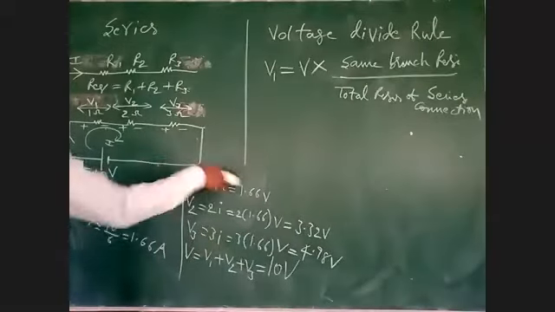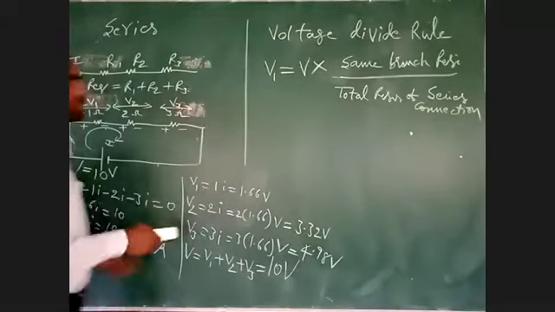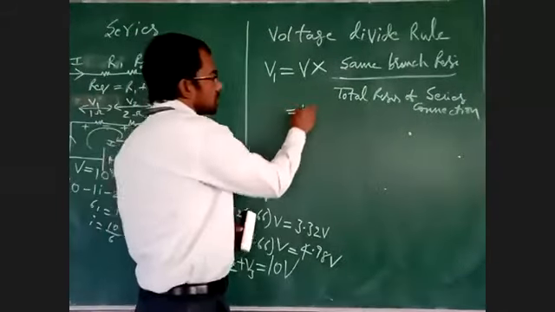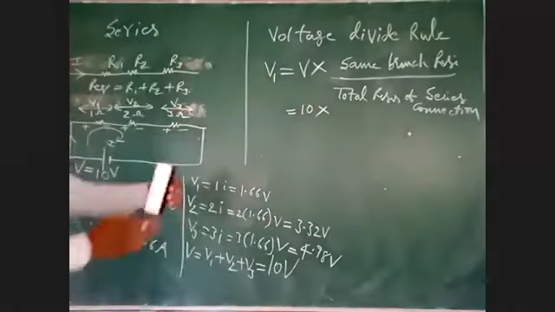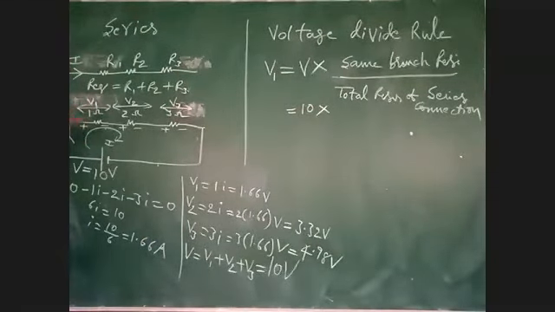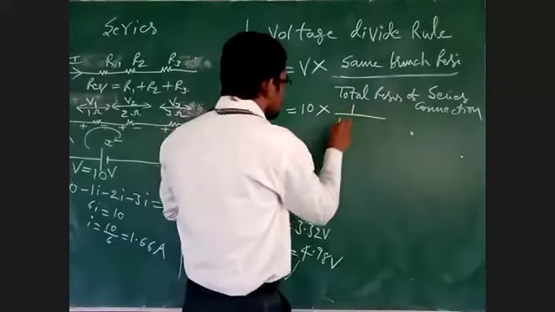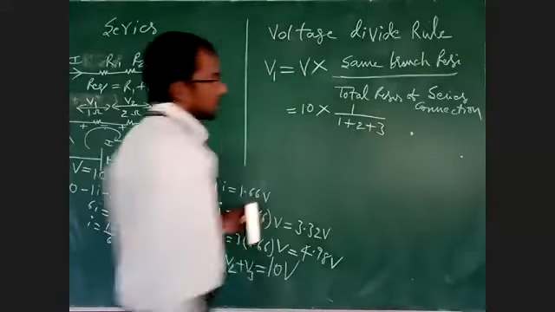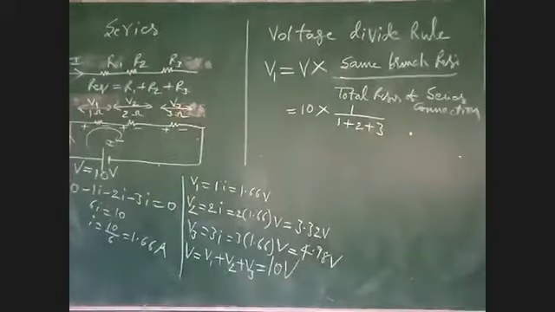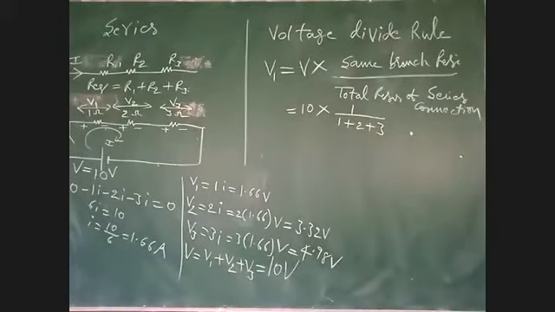Directly, if you want V1, we'll write here total voltage is 10. Where is V1? V1 is at 1 ohm, the same branch resistance. That means 1 by total resistance of series connection. What are connected in series? 3 resistors are connected in series: 1 plus 2 plus 3. V1 is across 1 ohm. That's why I am taking 1 in the numerator. Same branch resistance means wherever V1 is there, we will take that resistance.